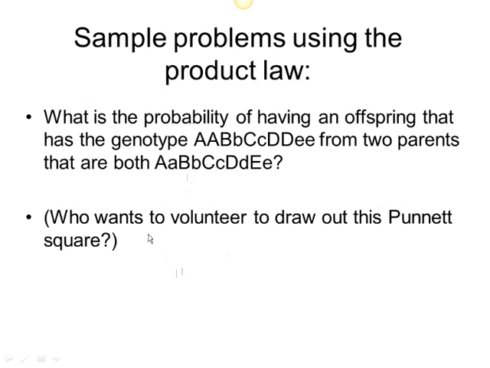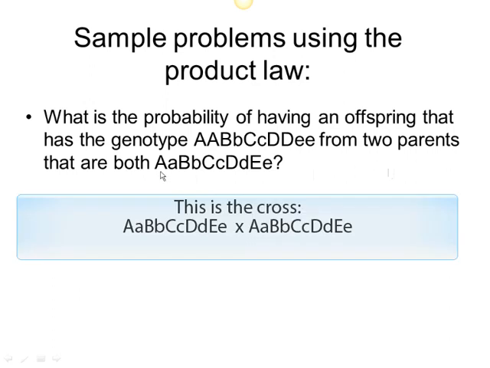So here's one that you don't want to have to draw out the Punnett square for. I ask you this question: what's the probability of having an offspring that has this genotype, big A, big B, little b, big C, big D, little e, from two parents who are both heterozygous for all 5 genes? So we're doing a cross of this, crossed to another one just like it. So this could be called the penta-hybrid cross. So in a penta-hybrid cross, what's the probability of getting an offspring that looks like this here?